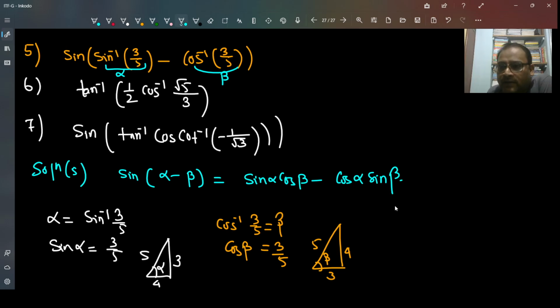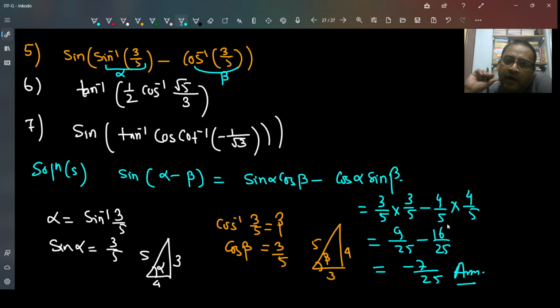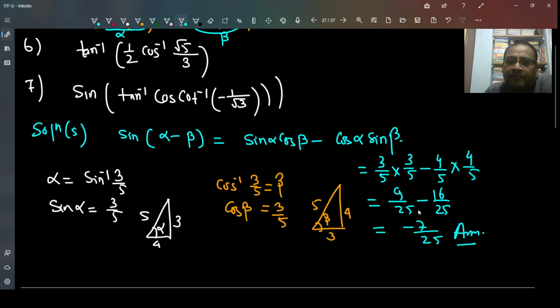So here we can write the sine alpha value. Sine alpha is 3 by 5, cos beta again 3 by 5, cos alpha 4 by 5, and sine beta, sorry, sine beta is 4 by 5. So it is 9 by 25 and 16 by 25. So 9 minus 16, that is minus 7 by 25. This is our answer.